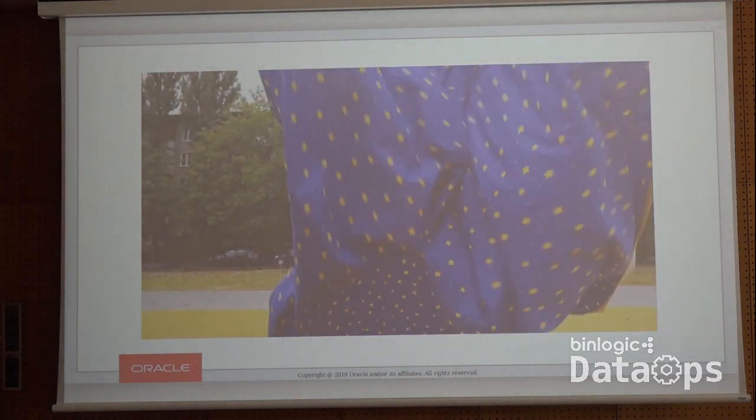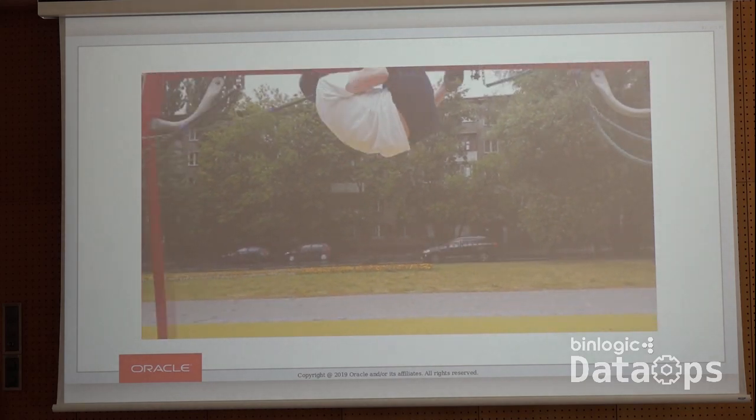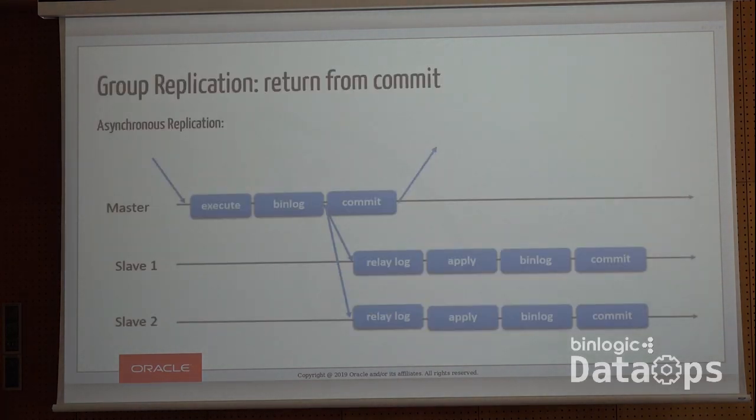Okay. So now let's take a look at the return from commit. This is how asynchronous replication works, right? We write something on the master, we execute the change, it goes in the bin log, then it is sent to the relay log, and when it's written in the bin log, which is synced there on disk, the return from commit happens. Then on the replicas, we get it written in the relay log, we read from the relay log, we apply the change, go back in the bin log, and when it's in the bin log of this slave, we commit. So this is the return of commit when we use asynchronous replication.